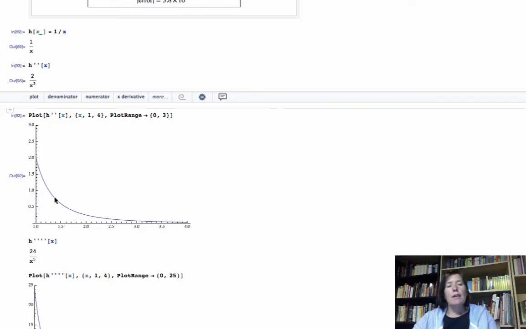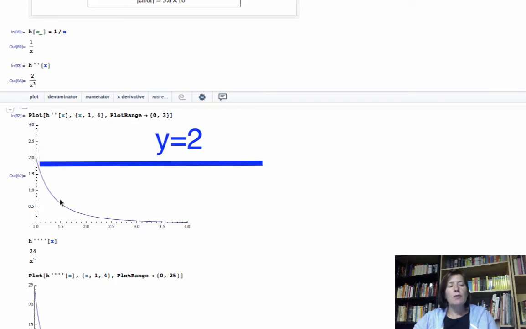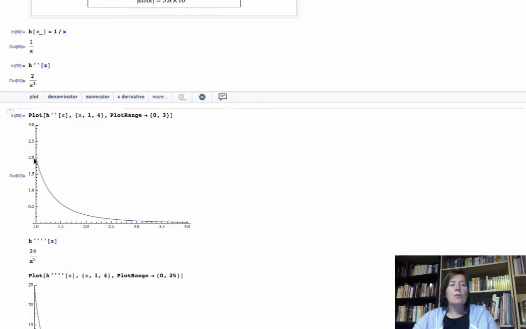So for any value of x between 1 and 4, 2 over x cubed is less than or equal to 2. And we can see this clearly from our graph of 2 over x cubed, and therefore k equals 2 gives us a maximum for this function on the interval from 2 to 4.